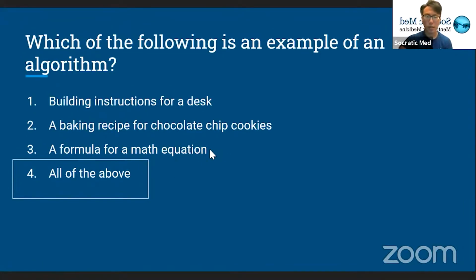And a formula for a math equation is something that was already given to you or you learned, and you just have to apply it with the right variables and units for the equation. So all three above would be an example of an algorithm. Any confusion or questions about this question?